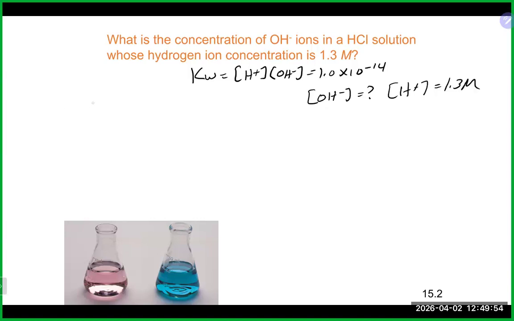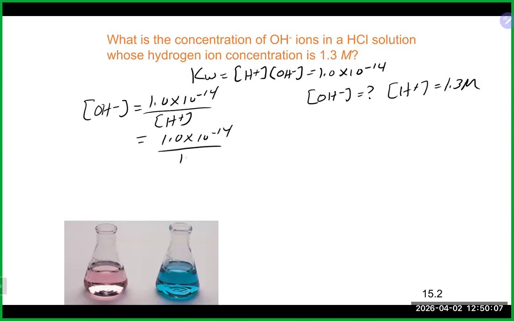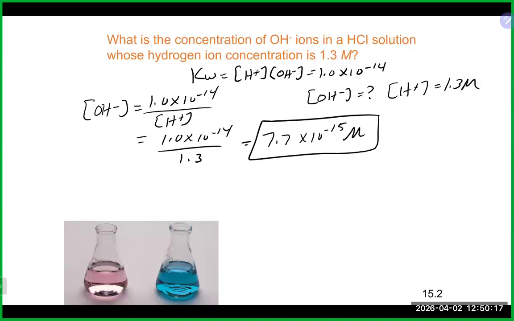So rearranging that equation and solving for hydroxide, 1 times 10 to the minus 14 divided by our H plus concentration, popping in our numbers there, 1.3. That's going to get us there. Looks like 7.7 times 10 to the minus 15 molar in this case. By the way, that is a concentration and it does need some units, like molarity.